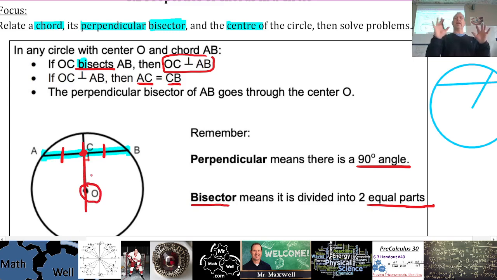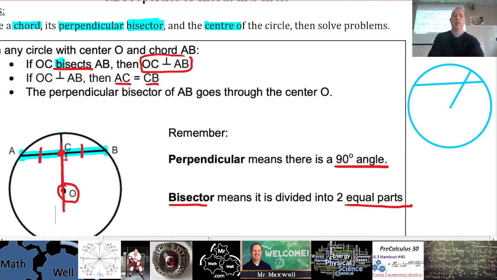So it's kind of like looking at this situation from a lot of different angles, right? From the perspective of the chord, from the perspective of the center, from the perspective of the 90-degree angle. So all these things fit together, okay? So we're going to use this information and other bits of information to solve problems.